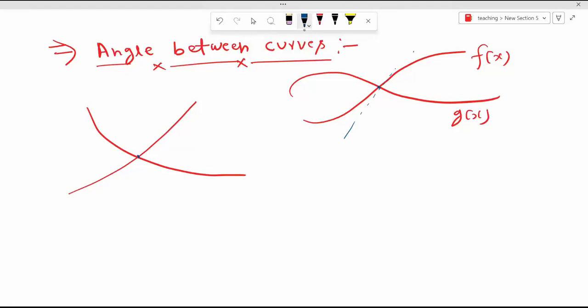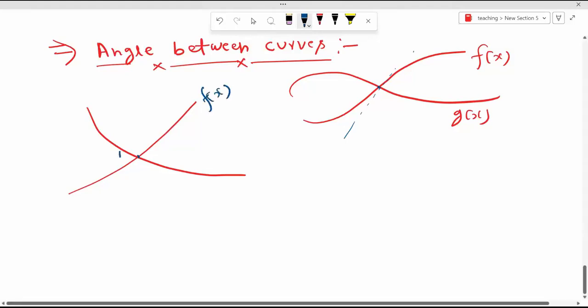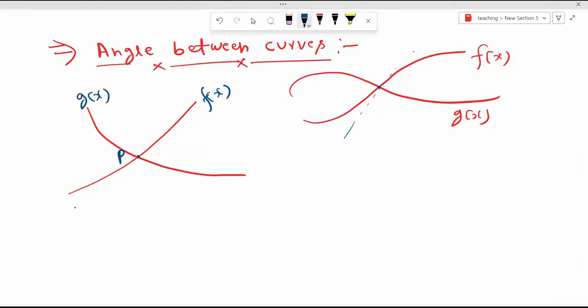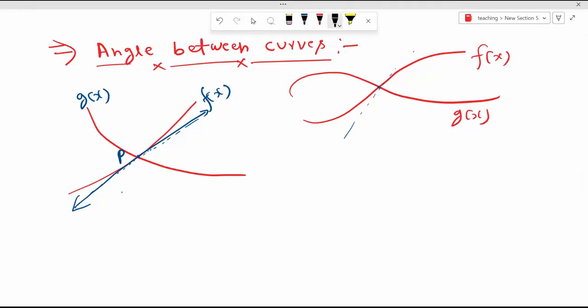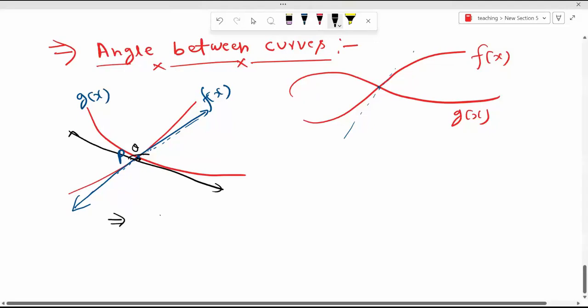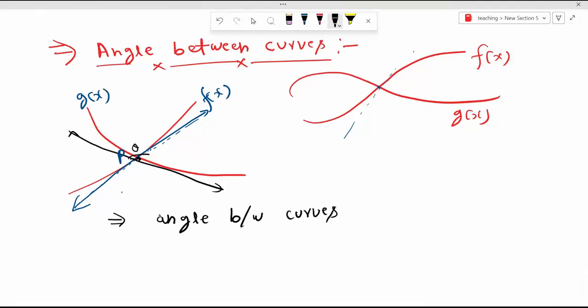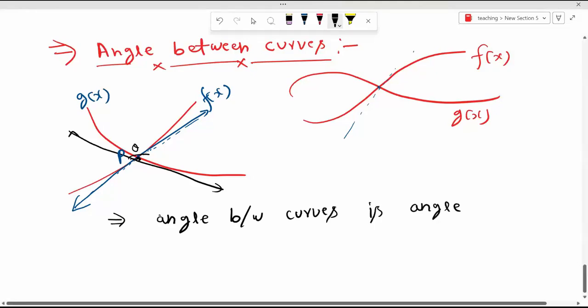Here the point is P. Then what is the tangent at point P to f(x) and g(x)? First we draw the tangent at P for f(x), which looks like this. And the tangent for g(x) at point P is this line. This passes through P. Now we find the angle between these two tangents. This angle is actually the angle between the curves. So the angle between curves is the angle between the tangents at the point of intersection.